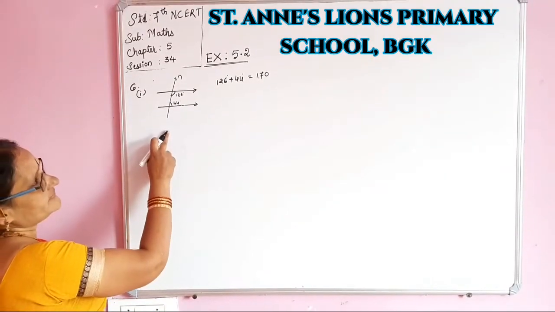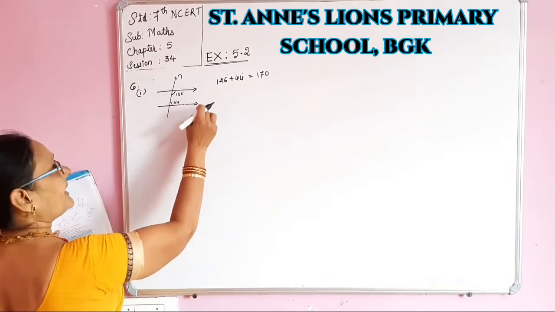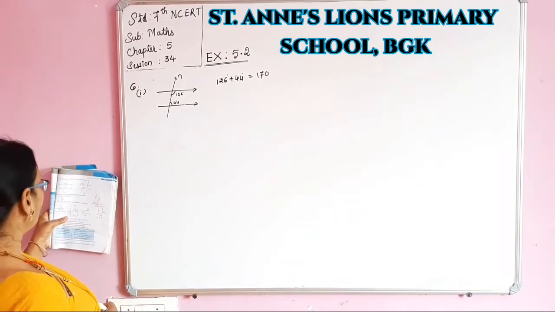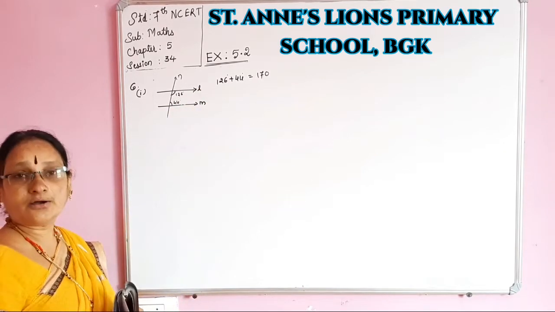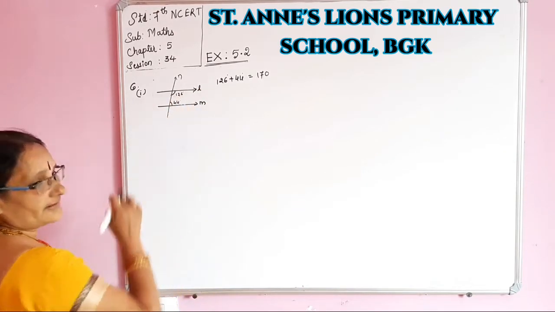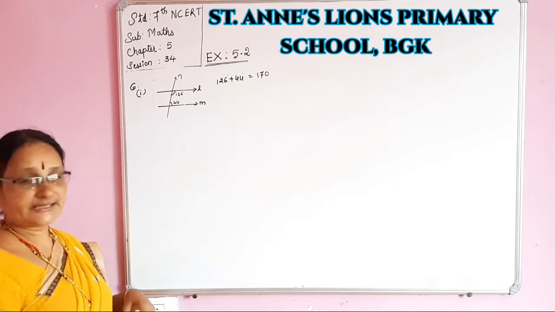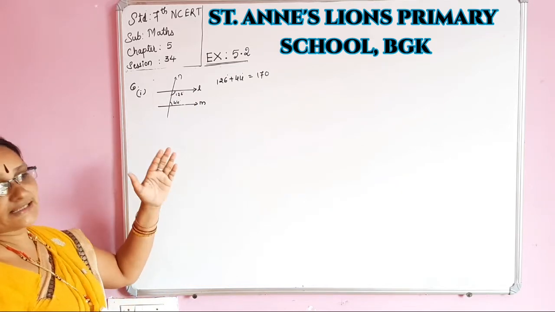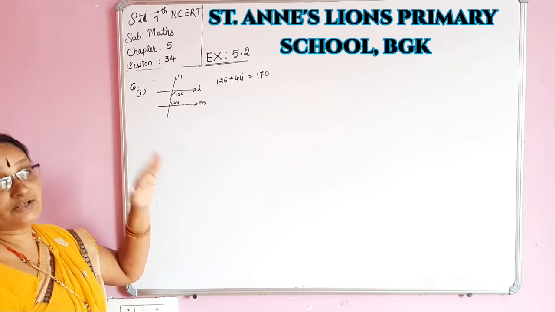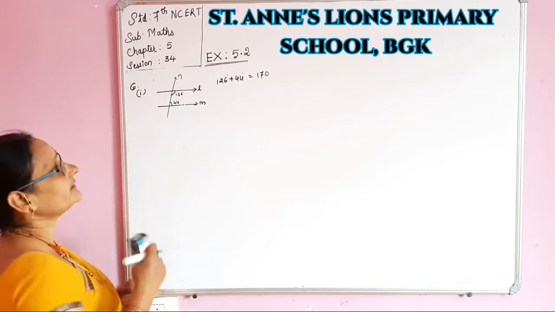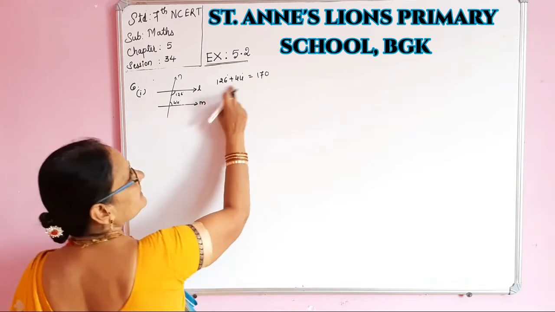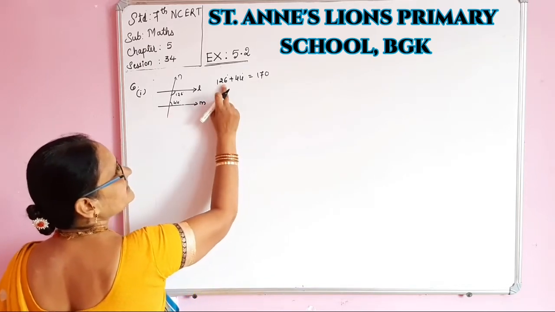See students, in this figure, we have to say whether these two are parallel or not. Which are those? L and M. How do we have to say? These two angles are given. What kind of angles are they? They are interior angles on the same side of the transversal. Okay. The sum of those two must be 180 degrees, then these two will be parallel.